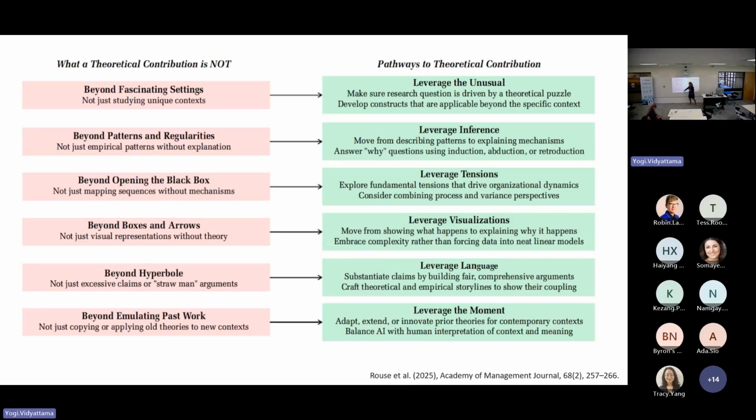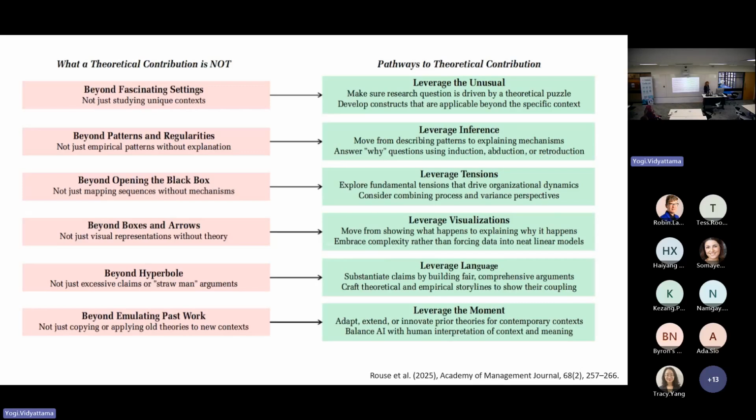And beyond emulating past work, that is another big point, where we're not just recopying or applying old theories to new contexts. What's the saying? Like old wine in a new bottle, right? That's exactly what that means. We don't want old wine in a new bottle just because it's a new setting, a new area. We get a lot of those papers. Well, we've done the technology acceptance model with self-service technology. Now let's do the technology acceptance model with robots, or with AI. Same thing, it's just the technology that is changing. So you're not really making a theoretical contribution.